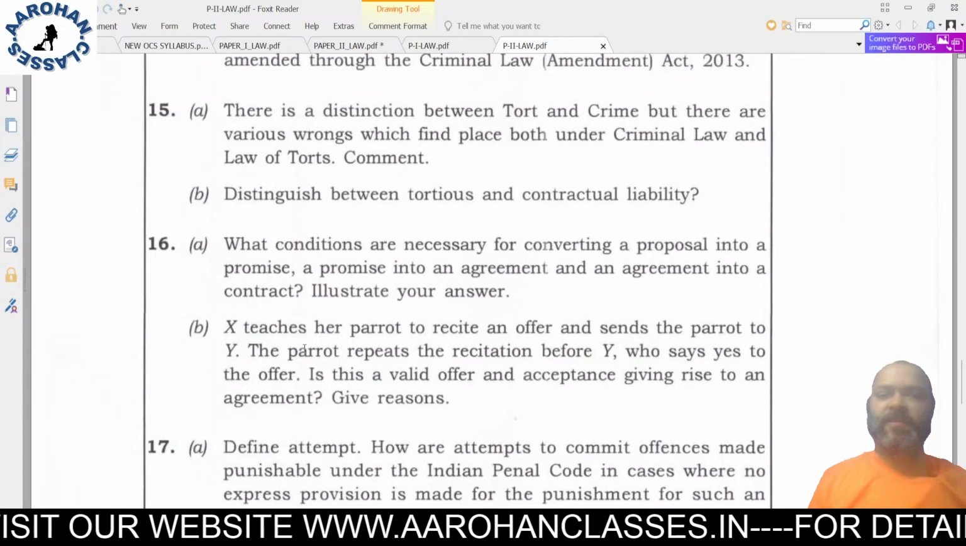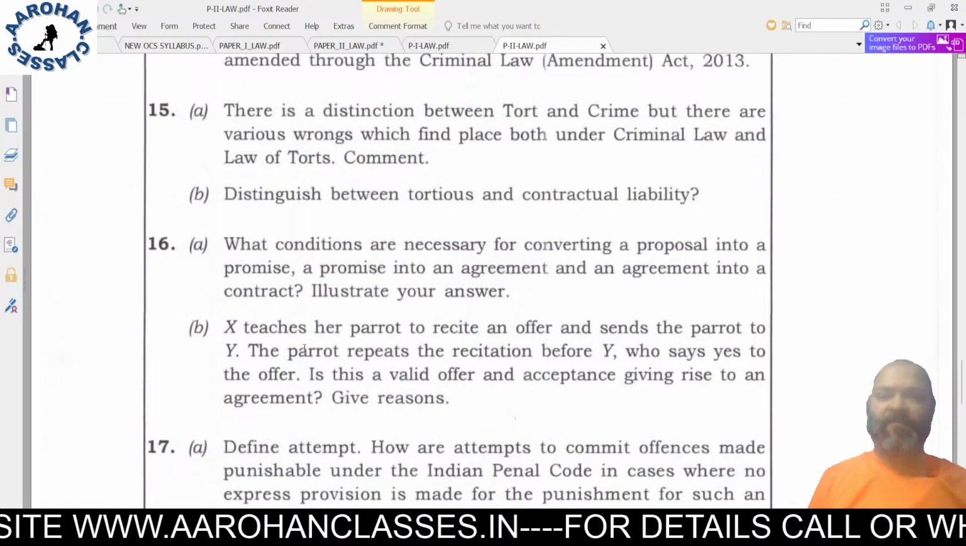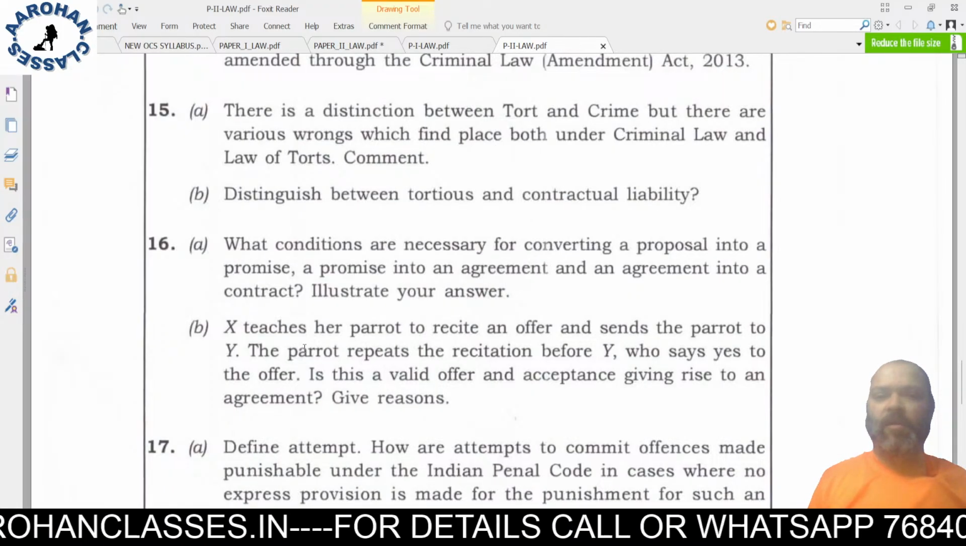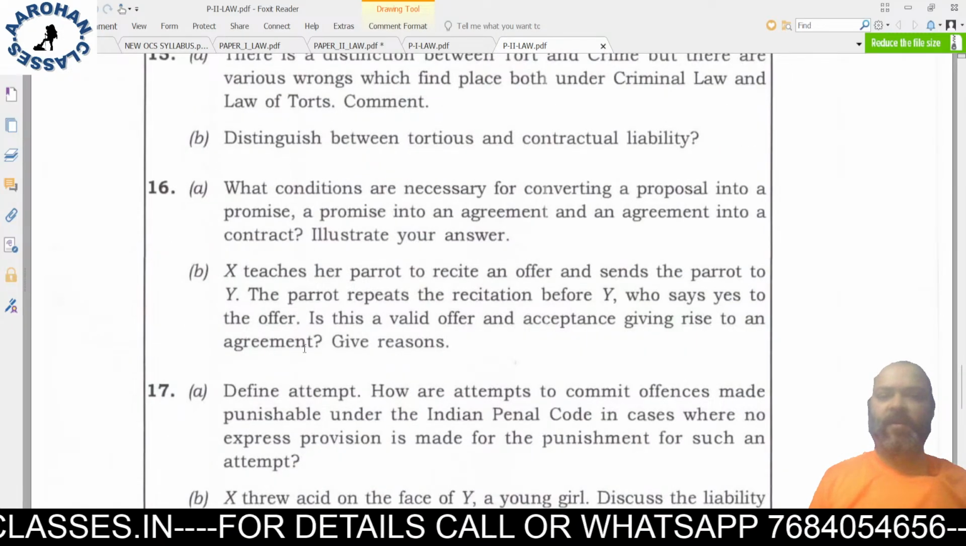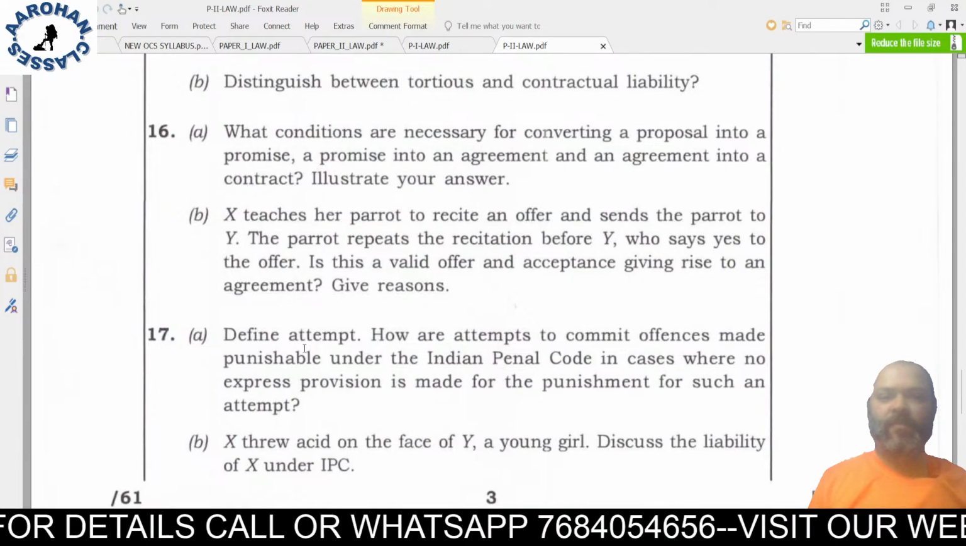Question 15. There is a distinction between tort and crime, but there are various wrongs which find place both under criminal law and law of torts. Comment. Distinguish between tortious and contractual liability.